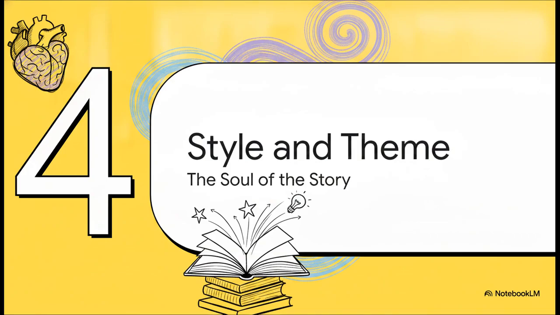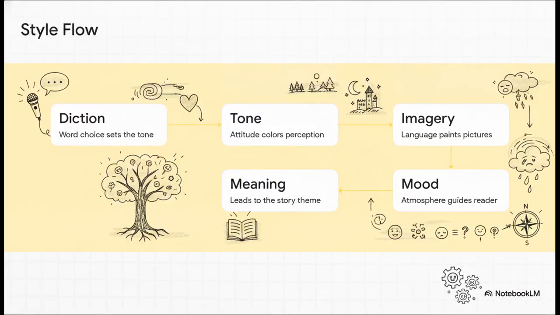All right, let's go deeper into Section 4, Style and Theme Connected, the Soul of the Story. This is where an author's stylistic choices build the ultimate meaning of the piece. Now, what's really interesting here is seeing how style creates this literal chain reaction. It isn't just about how a story sounds.